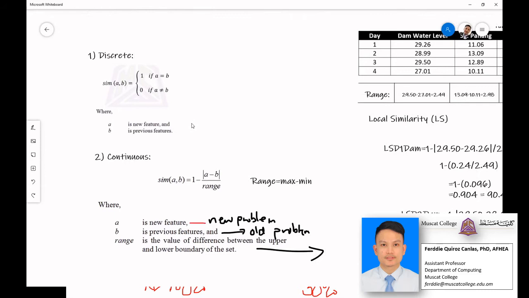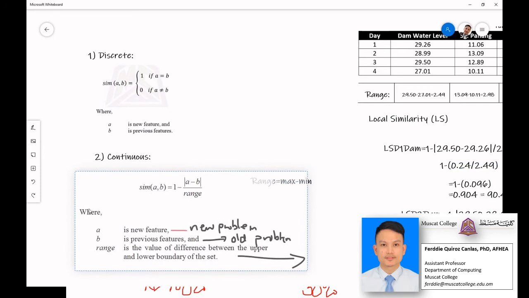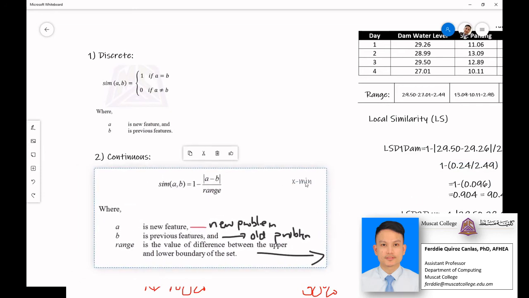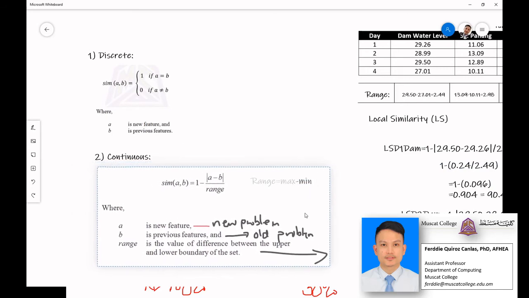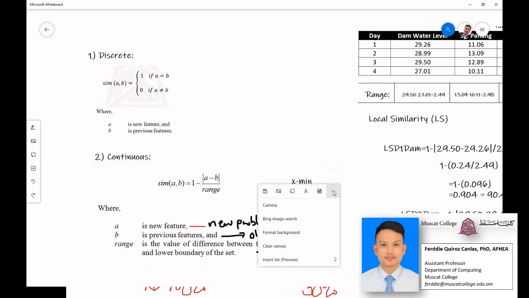If they are not the same, boy equals boy, 1. Boy equals girl, 0. Male equals male, 1. Female equals female, 1. Female equals male, 0. If they are not the same, they will get 0 automatically. If they are the same, it will take 1. So A here represents the new feature, meaning your new problem, and B here represents the old problem or the previous. Okay, so in this example, how could I put this at the back?